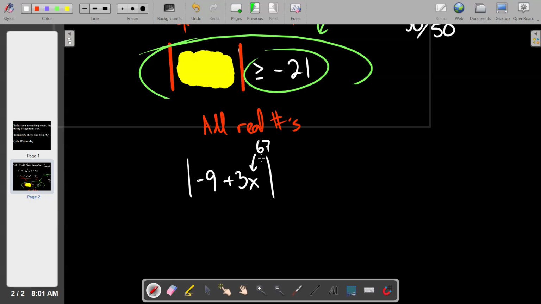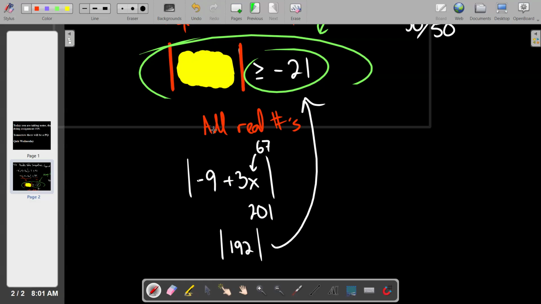3 times 67 is 201. What's negative 9 plus 201? Exactly. It's 192. And what's the absolute value of 192? It's 192. I can say this. It's sure as heck greater than or equal to negative 21, right?